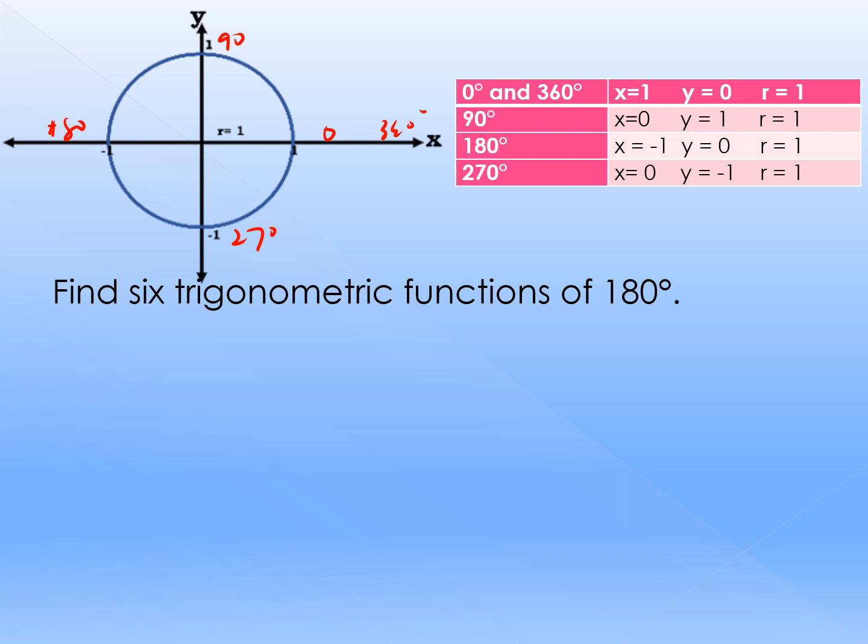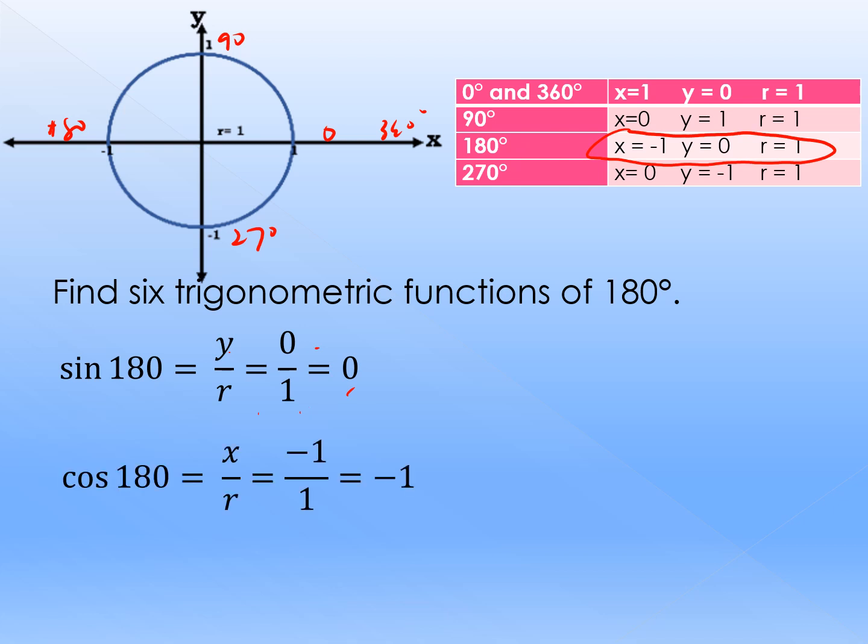Let's find 6 trigonometric functions of 180 degrees. To find sine 180 degrees, we have y over r. So instead of writing y, we're going to substitute the value because we're dealing with 180 degrees. We're going to use this data. y is equal to 0. So instead of writing y, we're going to write 0. Instead of writing r, we're going to write 1. So 0 over 1 is equal to 0. So therefore, sine 180 is equal to 0.